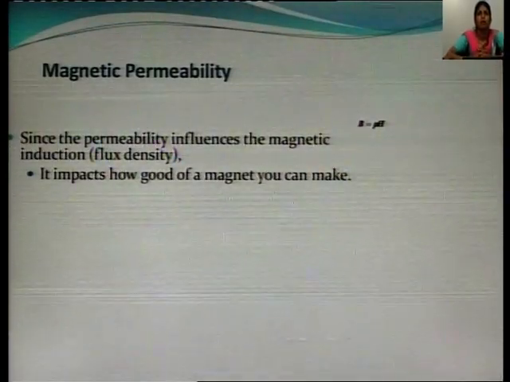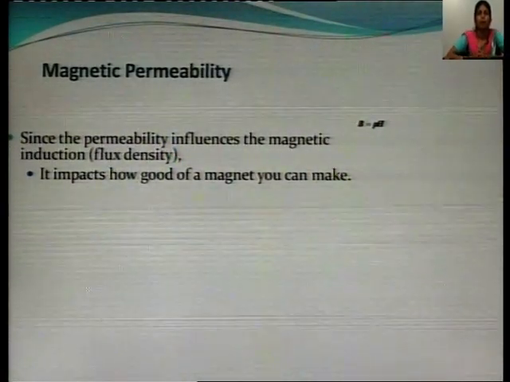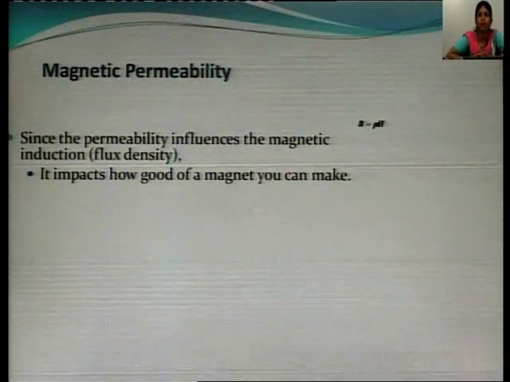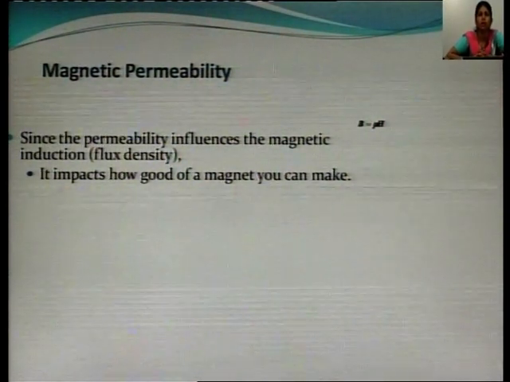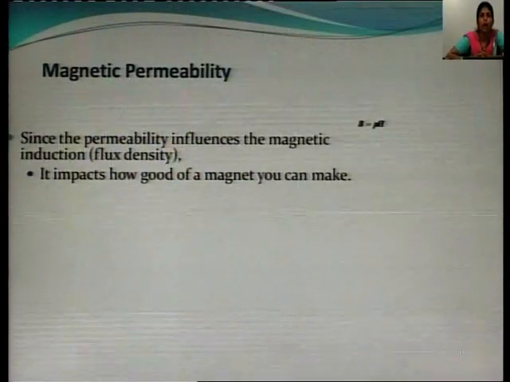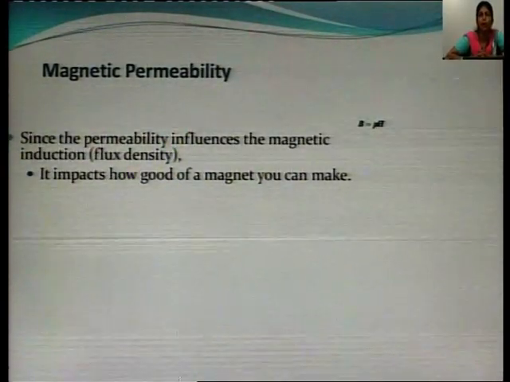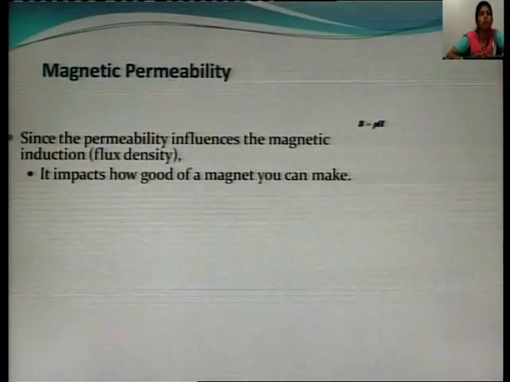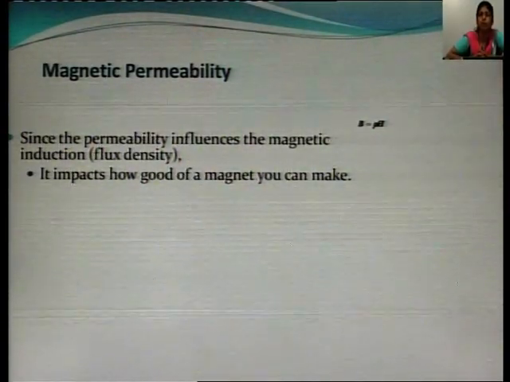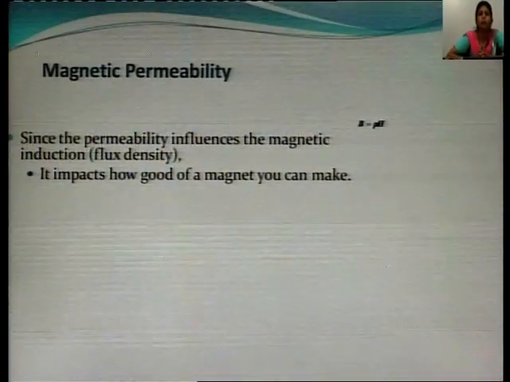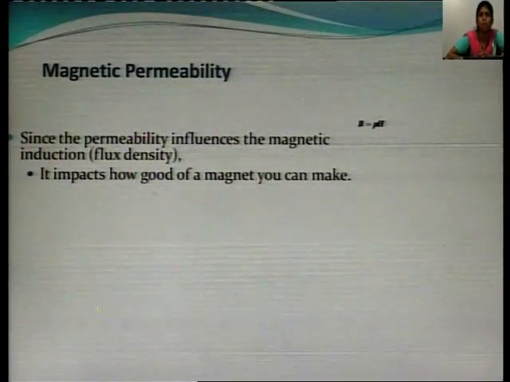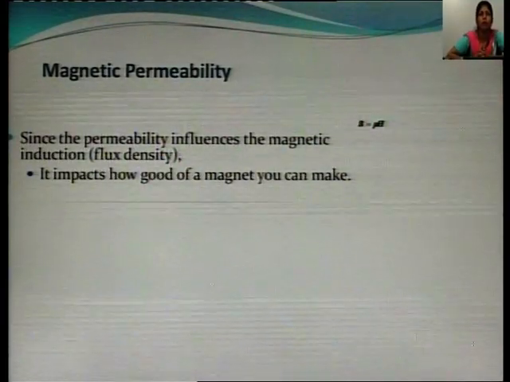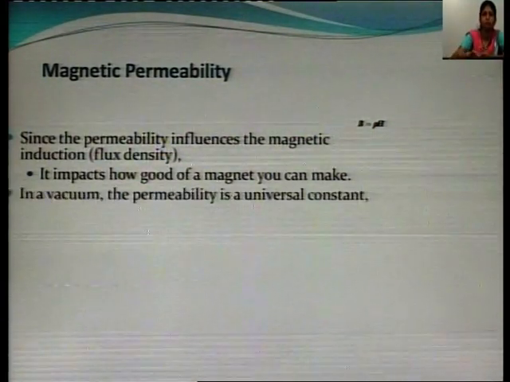The next is magnetic permeability. Now, since the permeability influences the magnetic induction, that is flux density, it impacts how good a magnet you can make. It means the more flux density there is, the better the magnet, because the more the flux density, the more the permeability, and that magnet will be very good.